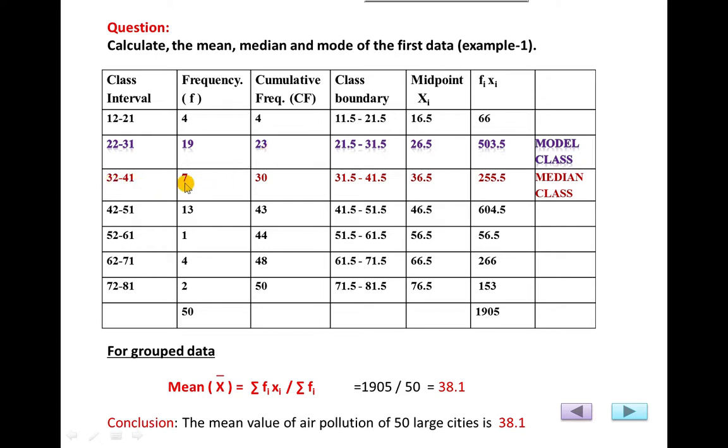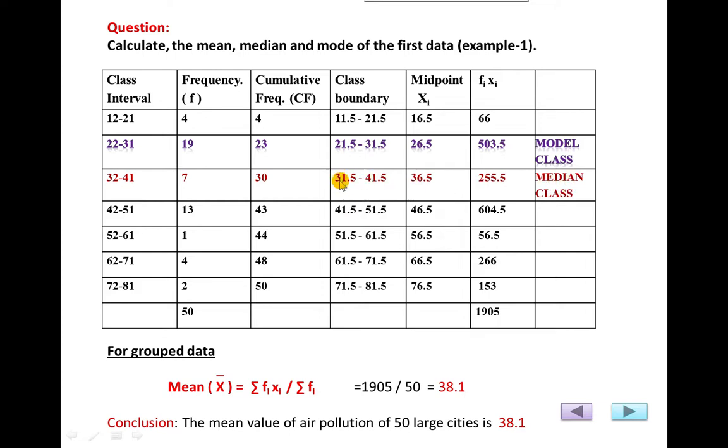32 to 41, 7 observations. From 12 to 41, 30 observations. So after the 23rd, the 24th value is in this group, the 25th also in this group, 26, 27 up to the 30th value lies in this group. So the 25th value lies in this group. So this class is the median class.